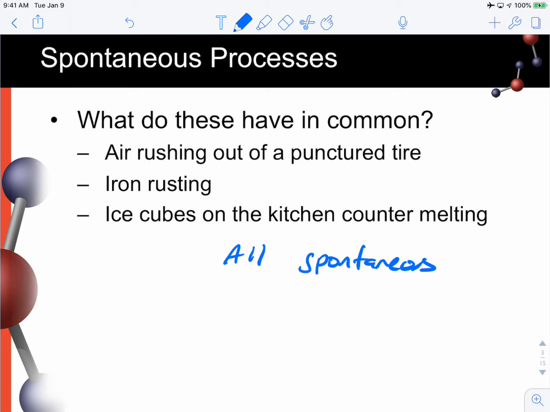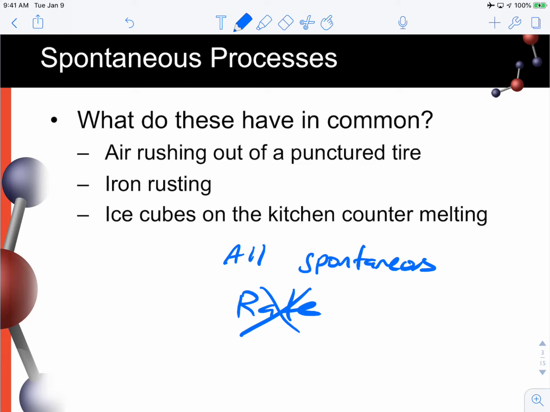That's the key, that word. What do we mean when we say spontaneity? It proceeds without outside intervention, if you will. Now, one thing to keep in mind, it does not mean they happen fast. So rate is not being considered here. That has nothing to do with spontaneity. That is the next chapter. We'll talk about the rates of reactions. You can have a spontaneous reaction that is incredibly slow.